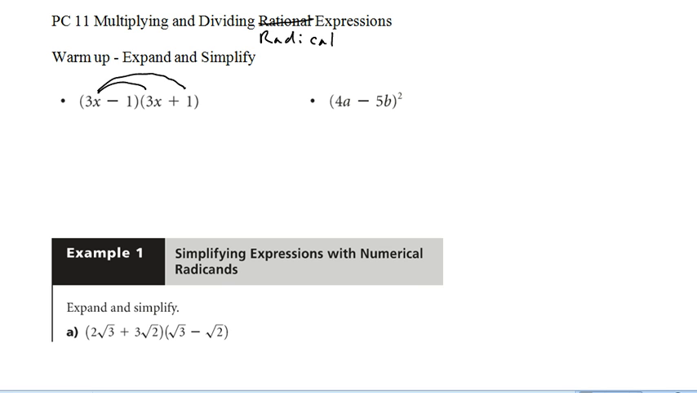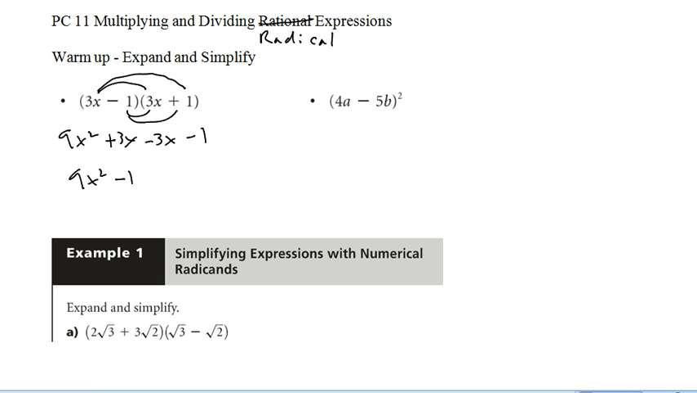So 3x times 3x is 9x squared plus 3x. Multiply that -1 through. 3x minus 3x is 0, so we get 9x squared minus 1.